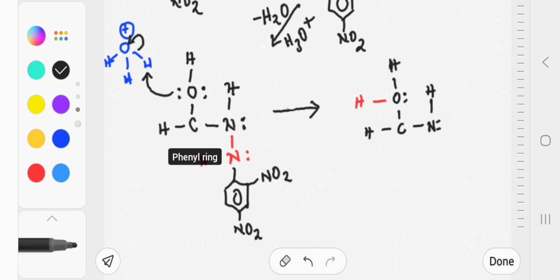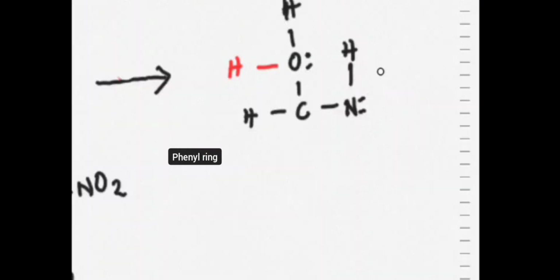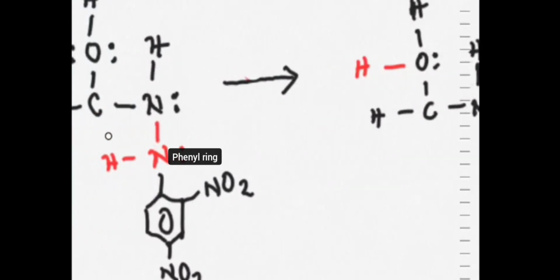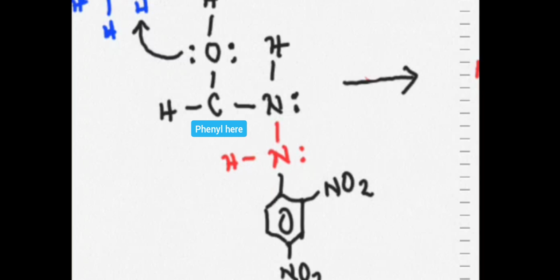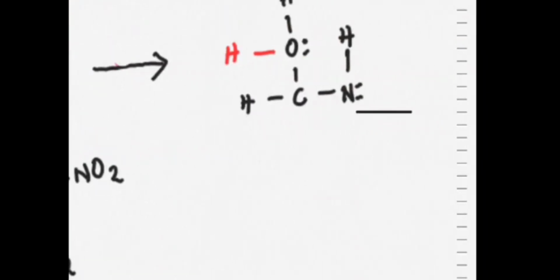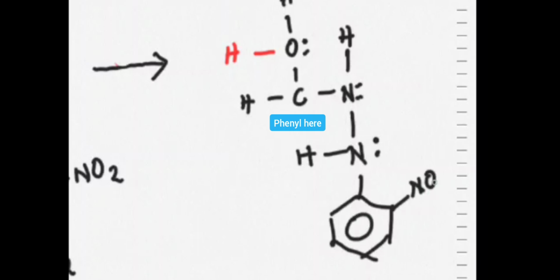Once we have this, you can check the bond here. We're not going to show this one. So let's continue. We're going to have a bond coming down here to nitrogen, then hydrogen, before we have the benzene ring with NO2.